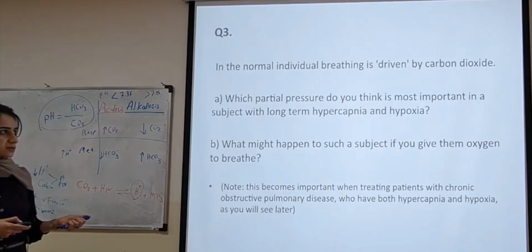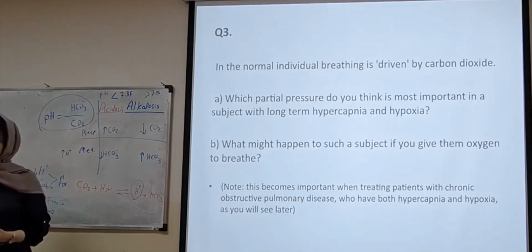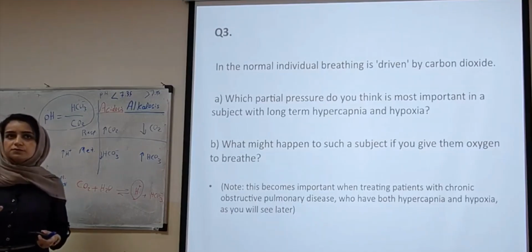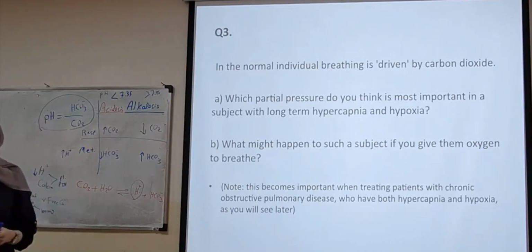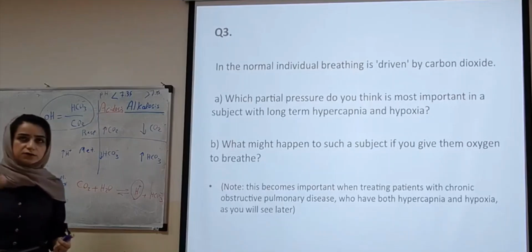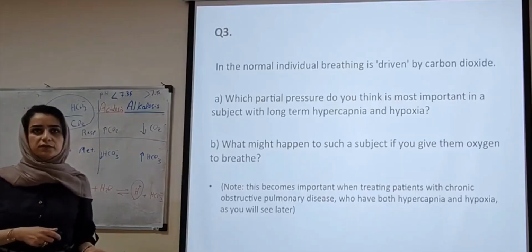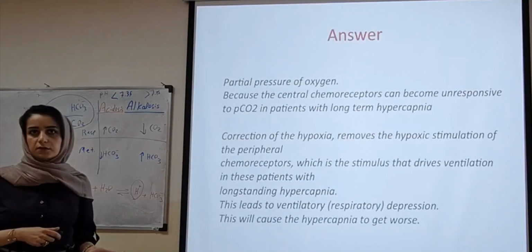What might happen to such a subject if you give them oxygen to breathe? If you give oxygen, this is not good. We have to not give a high concentration of oxygen to these patients although they have hypoxia, in order to not desensitize the peripheral chemoreceptor for oxygen, which is what increases the urge to breathe. Otherwise the urge to breathe is lost, leading to respiratory suppression, meaning respiratory failure. This mostly happens in cases with chronic bronchitis, COPD, chronic obstructive pulmonary disease.